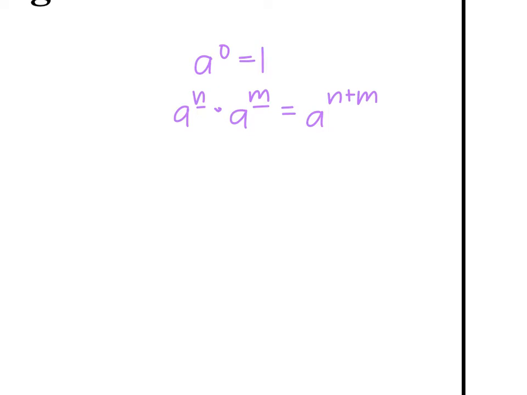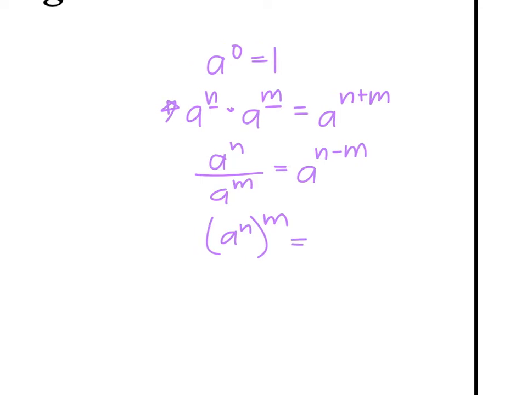Likewise, if I was dividing with the same base, I would end up subtracting those exponents. Let's say I raised a power to another power. This is now different than what we had up here, so we're not going to add, but instead we're going to multiply those exponents, n times m.